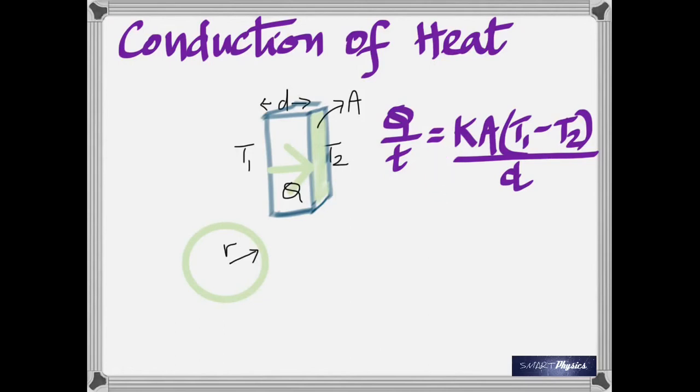Now, do also remember that if it's a sphere, the surface area of a sphere is 4 pi r squared. Need to remember that, 4 pi r squared. So, in place of A, you will use 4 pi r squared if it's a sphere.